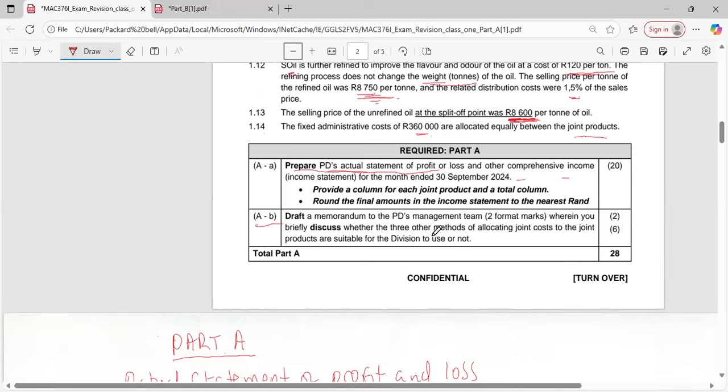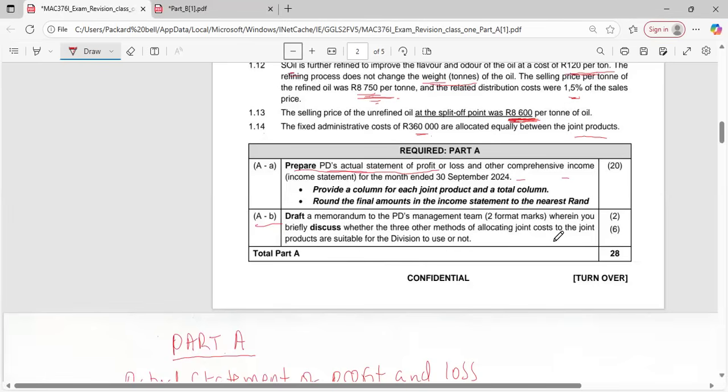Draft a memo to the PD's management team where you briefly discuss whether the three other methods of allocating joint cost to the joint products are suitable. I want you guys to check in our notes the three other methods, which means they are talking of what was not mentioned here. So the remaining three is the one that we have to discuss here. So we are going to discuss the physical method, the net realizable value, and the gross profit percentage.